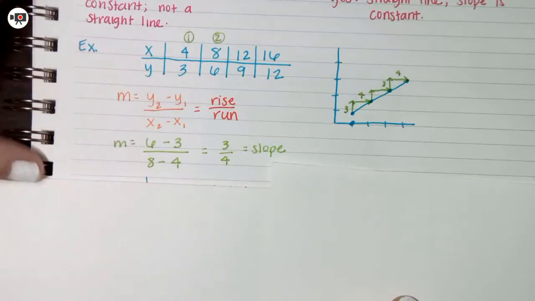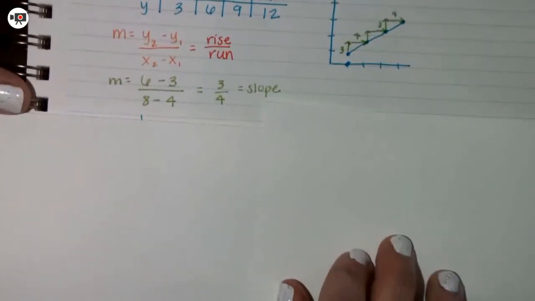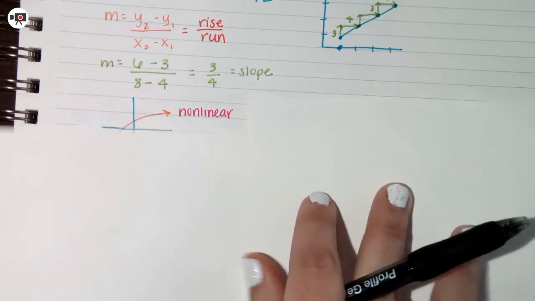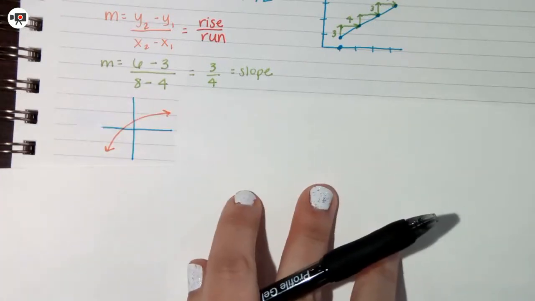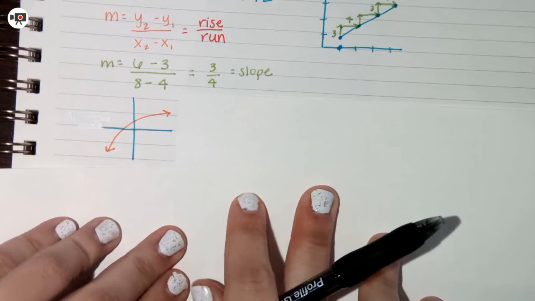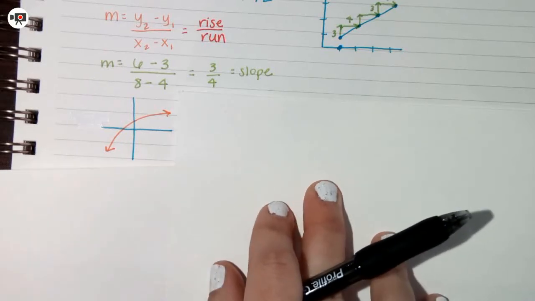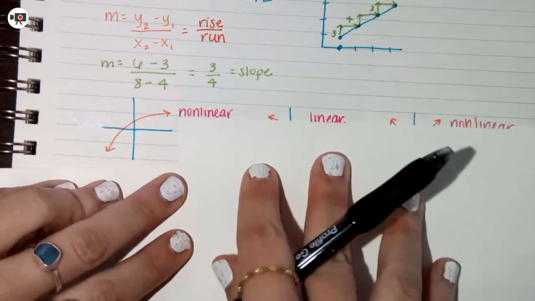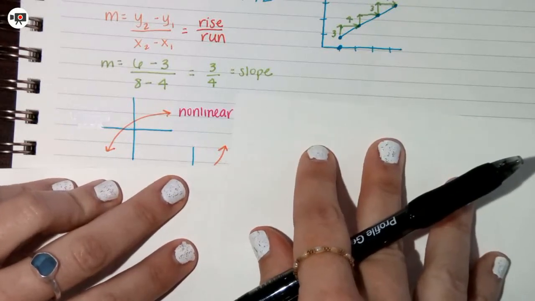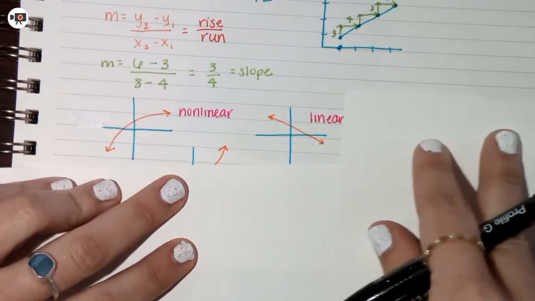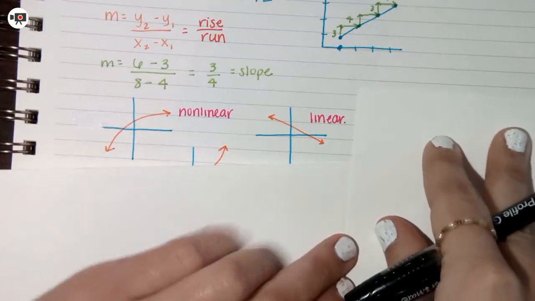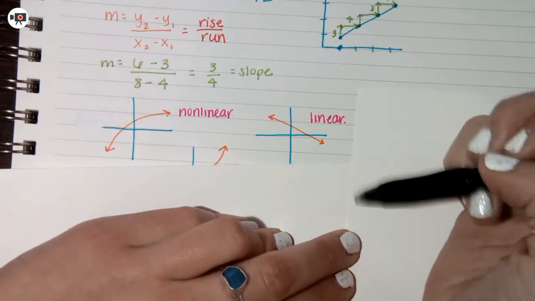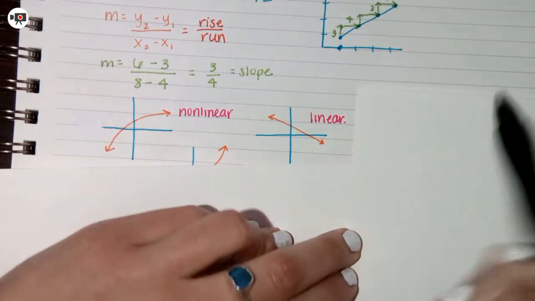Okay, let's look at a few more examples of graphs and say if they are linear or nonlinear. If I have a graph like this, I look, is it a straight line or not a straight line? This one is not a straight line, so it is nonlinear. This one, we can see it is linear. It should be a straight line. Straight lines are linear.